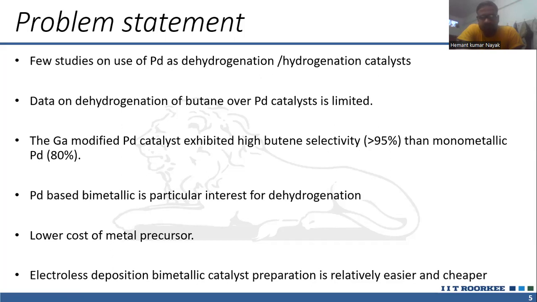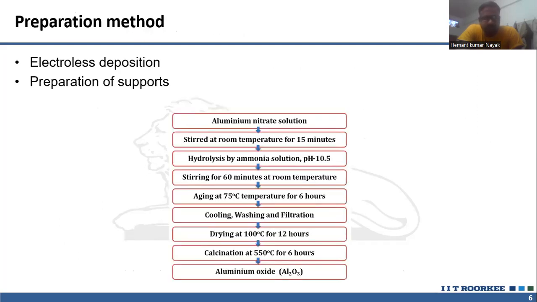For the metal precursor, like for palladium, PdCl2 is the metal precursor, so its cost is relatively low. So electroless deposition for bimetallic catalyst preparation is relatively easier and cheaper. So bimetallic catalyst we can also produce this way. Right? So this is the preparation method, electroless deposition.